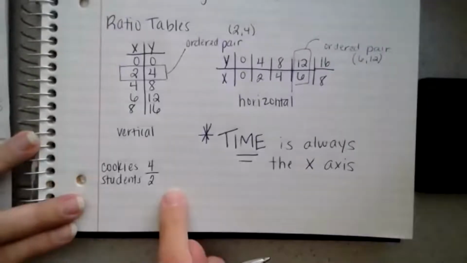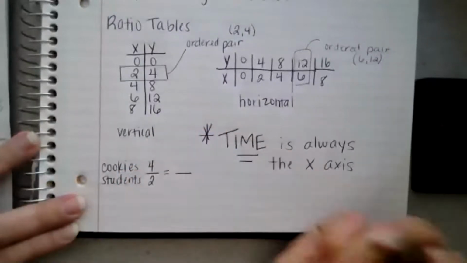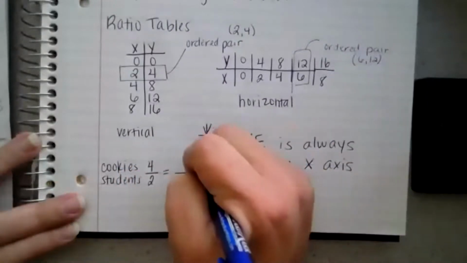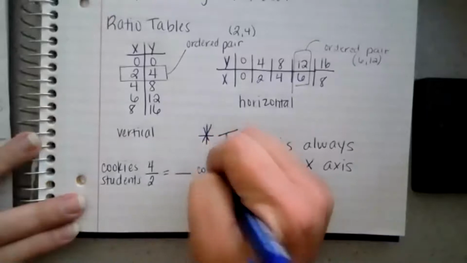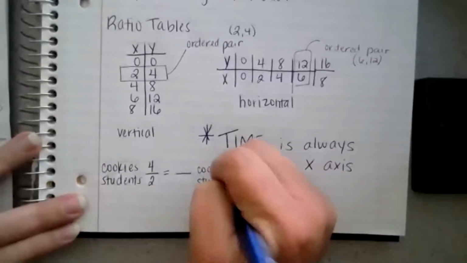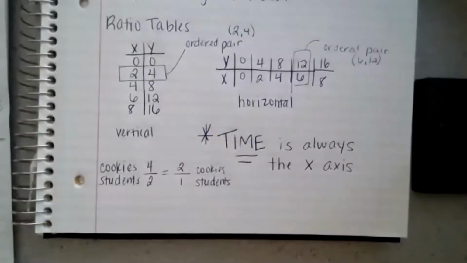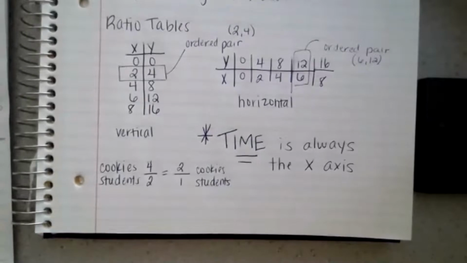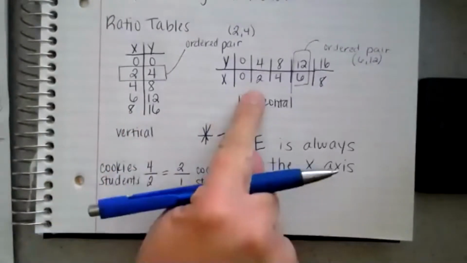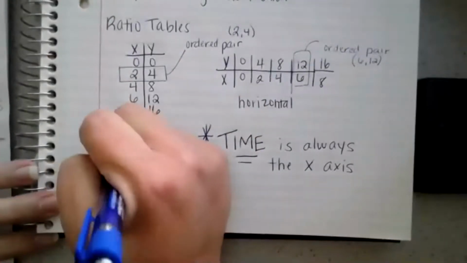Could somebody help me find the unit rate? The unit rate would be, what does one student eat? One student eats 2 cookies. Okay. So these ratio tables will also allow you to gather enough information to be able to calculate the unit rate.